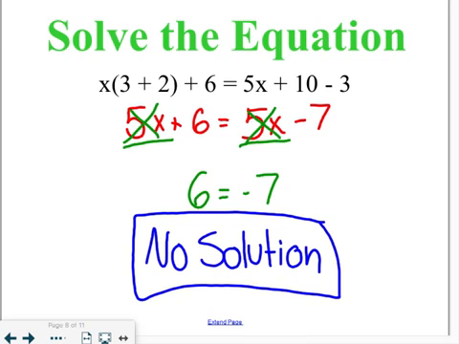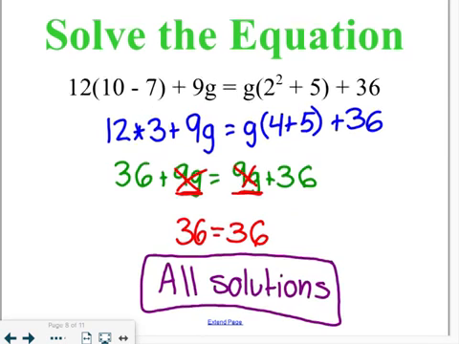So if we go back and make a quick observation, the first one, we had matching variables and different numbers. That gave us no solution. So 5x plus 6, 5x minus 7. Variables match, numbers are different. It's no solution. In our second case, we have the variables match, 9g and 9g, and you're adding the same amount to both sides, 36 and 36. That gave us all solutions. So when you are looking at these problems, if you end up with the same amount of variable on both sides, all you need to do is look at the other numbers to figure out if it's going to be a case of all solutions or a case of no solution.